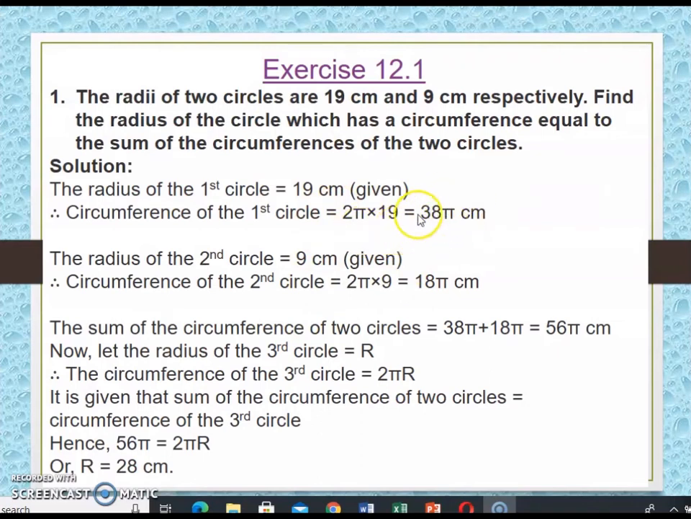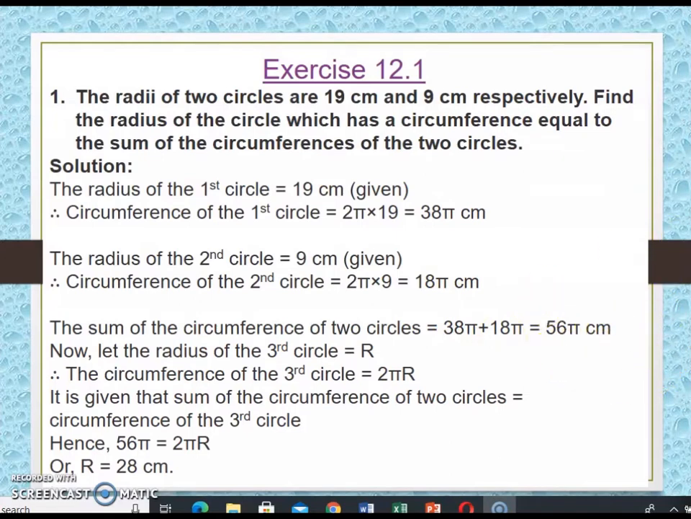Now no need to solve this. You can leave it as 38 pi only. Then for the second circle also, similarly you will find out the circumference, that is 2 pi into 9, that is 18 pi. Now sum of these two you have to find out, that is 38 pi plus 18 pi, which is equal to 56 pi.